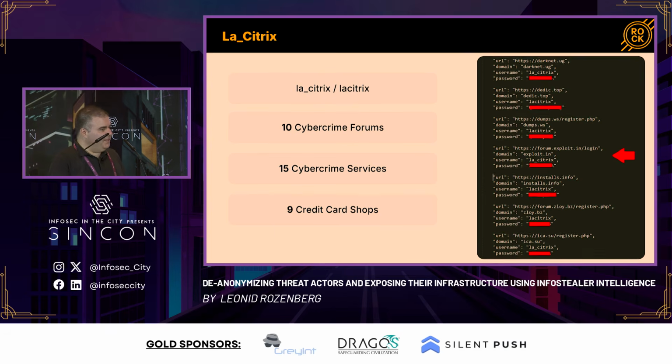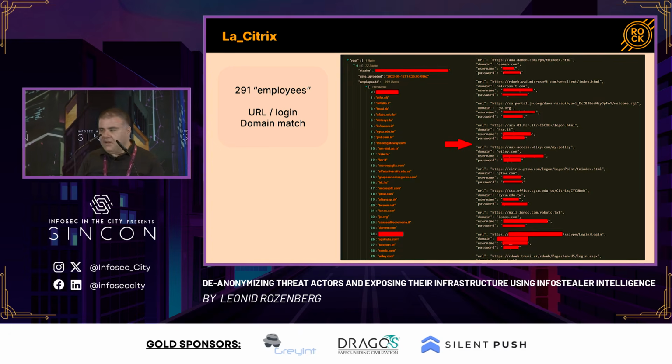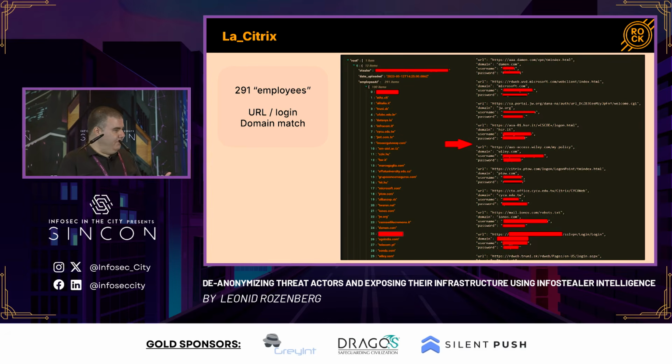But this was only the beginning, because if you count the numbers here, 10, 15, and 9, you will get something around 34. But later we saw that this log contains additional hundreds of credentials that are not cybercrime. So what are they? We understood that his password file includes data from almost 300 different companies. And not only the companies, but data from the employees of those companies. And how do we know that they are employees? Because there is a match between the domain in the URL and in the login email.